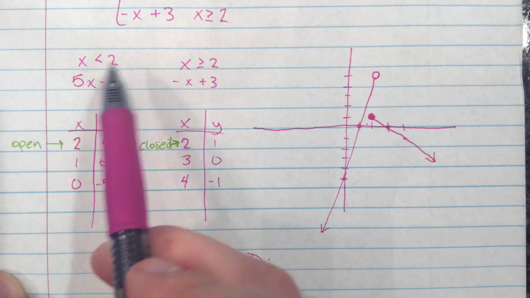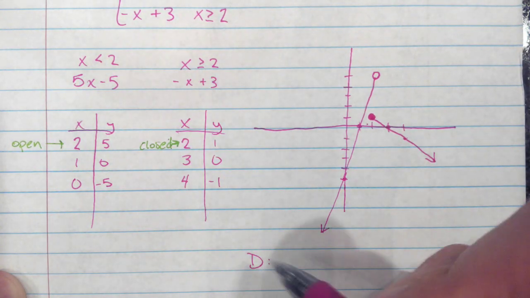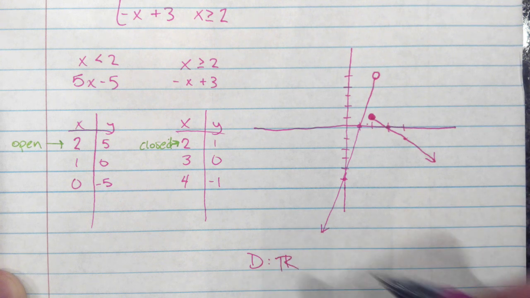Domain, what x values can we pick? We can pick everything less than 2. We can pick everything bigger than 2. We can also pick 2. That's everything, all real numbers.